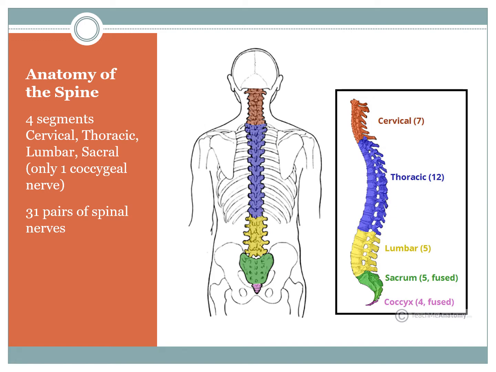The lumbar spine contains 5 vertebrae, and the purpose of this part of the spine is to bear the weight of the body. In the sacrum, there are 5 fused vertebrae. And finally, the coccyx region, which contains 4 fused vertebrae. This is more commonly known as the tailbone, and it provides attachment for ligaments and muscles.